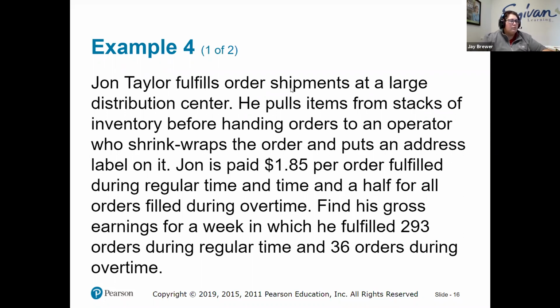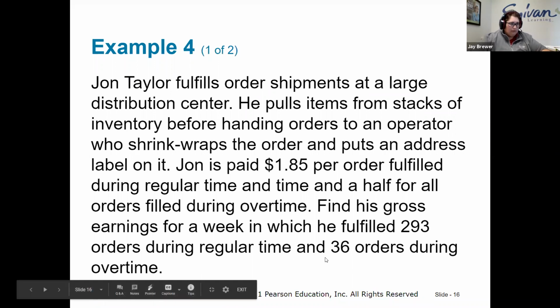John fulfills order shipments at a large distribution center. He pulls items from stacks of inventory before handing orders to an operator who shrink wraps the order and puts an address label on it. John is paid $1.85 per order fulfilled during regular time and time and a half for all orders filled during overtime. Find his gross earnings for a week in which he fulfilled 293 orders during regular time and 36 orders during overtime.